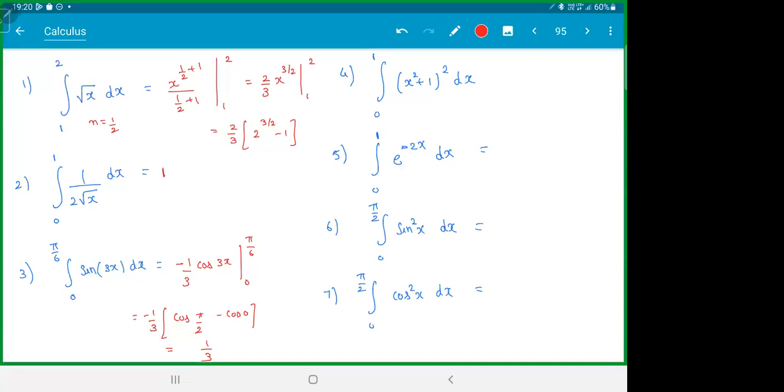(x square plus 1) whole square dx, what to do? Expand it, a plus b whole square, and then integrate each term. Try. Everyone should try.